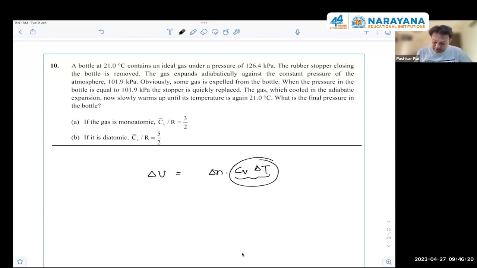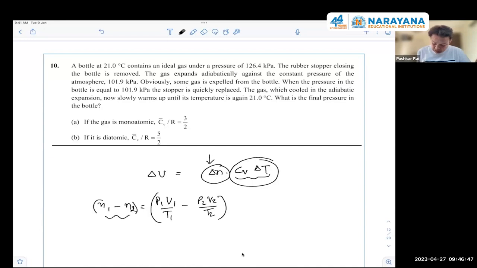So how to get this delta N? Delta N can be written as P1 V1 by T1 minus P2 V2 by T2. P1 V1 by T1, okay, this is N1, and minus P2 V2 by T2, that is N1 minus N2.